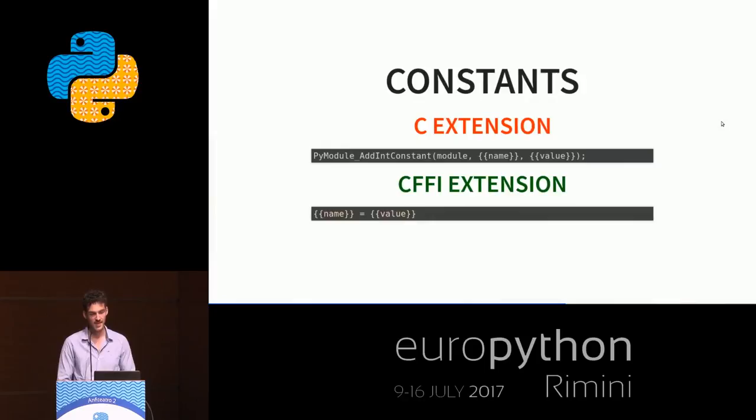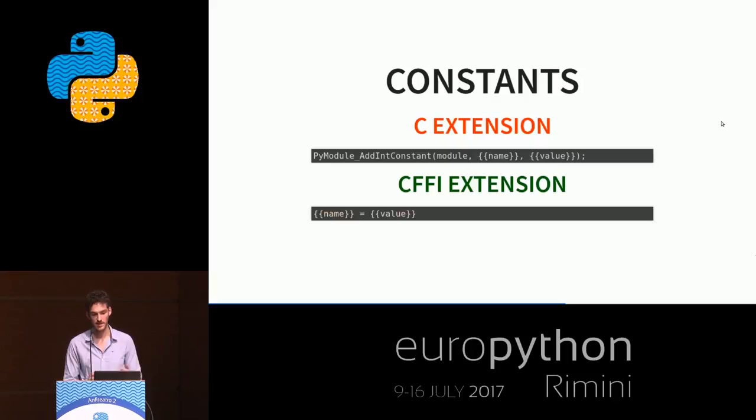Constants are the easiest part and in both cases are simple. In C, we just use the CPython C API to add a constant to our module, but there is a difference. We have to take care of the variable type. With CFFI, it's just Python and it's a dynamically typed variable.